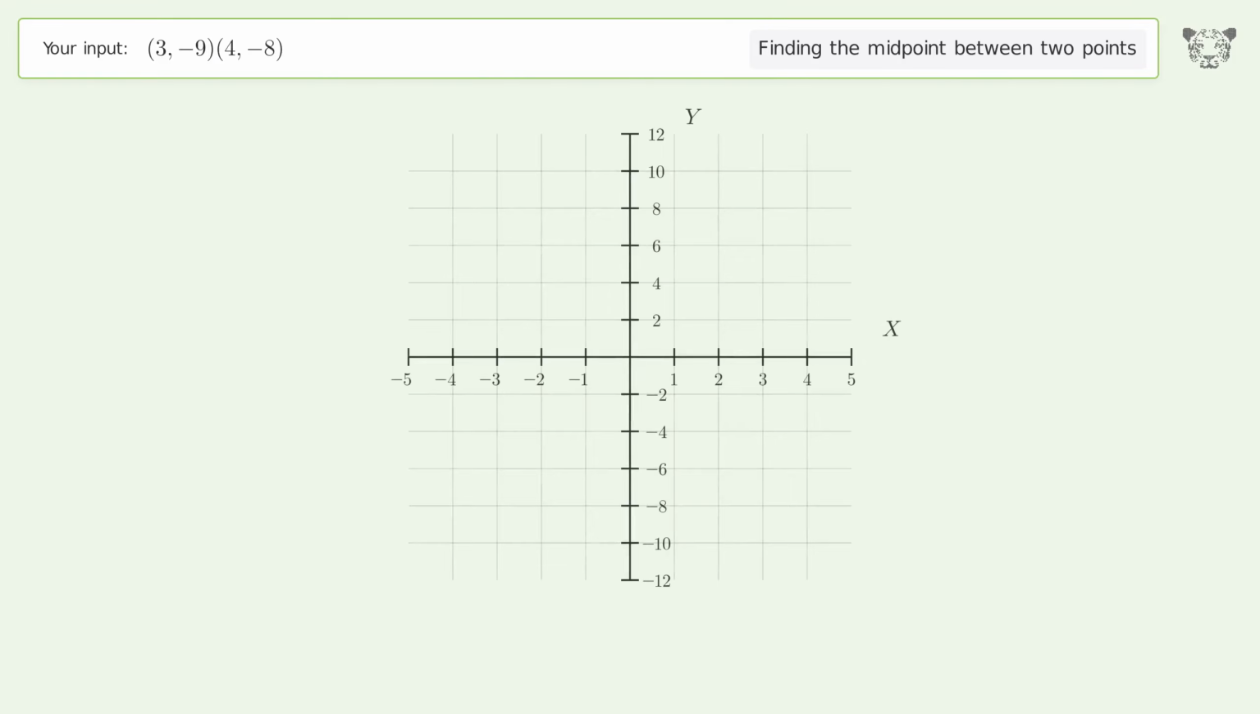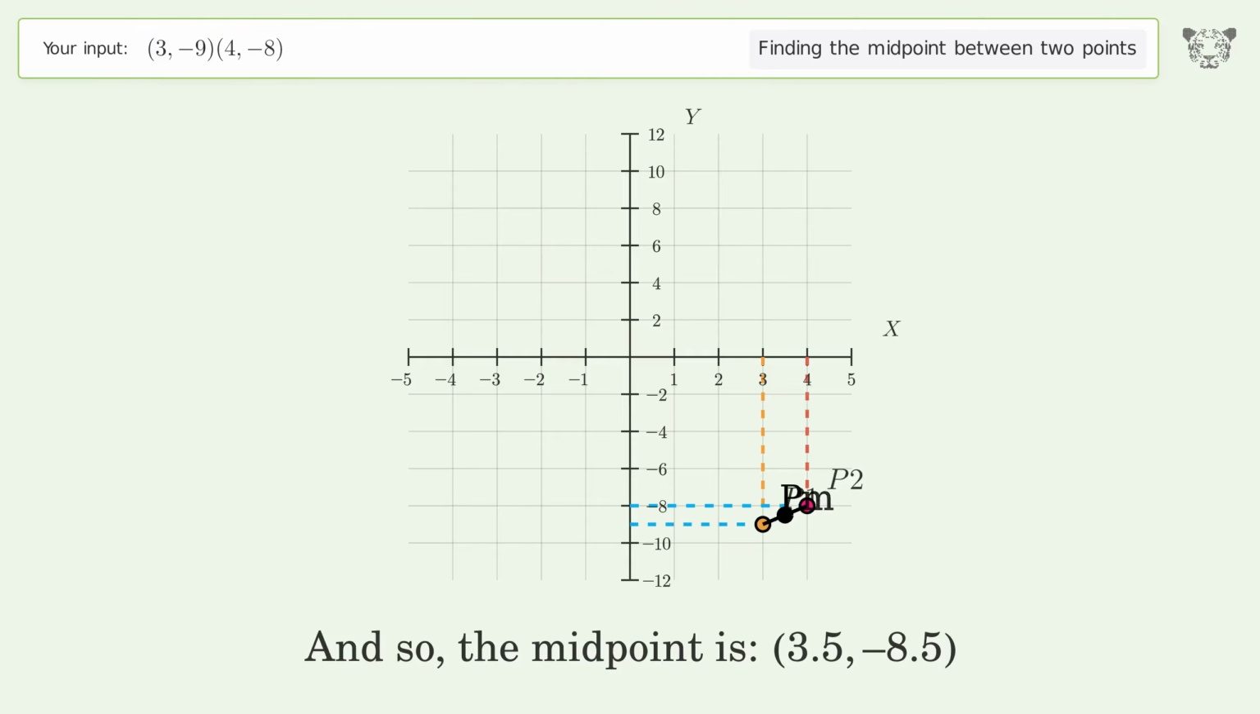And so, the midpoint is 3.5, negative 8.5.